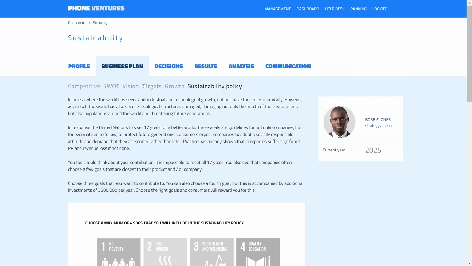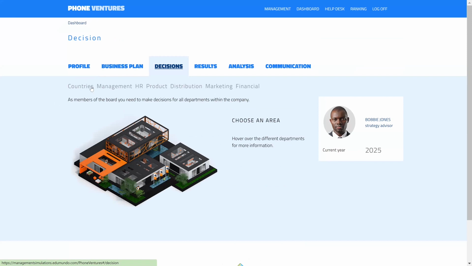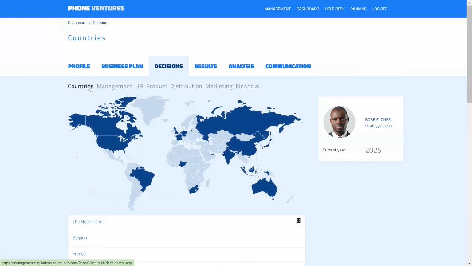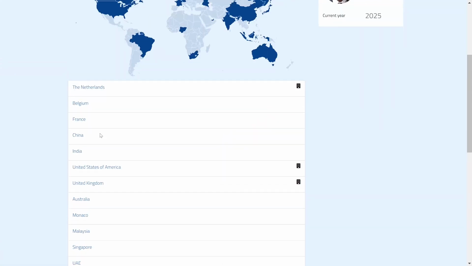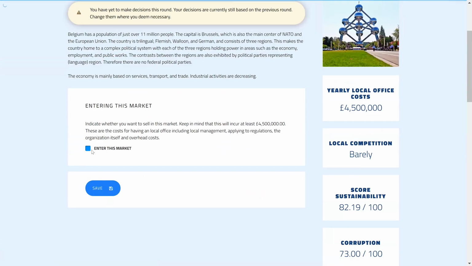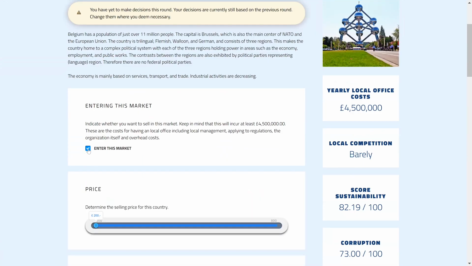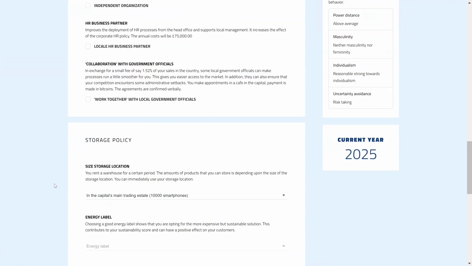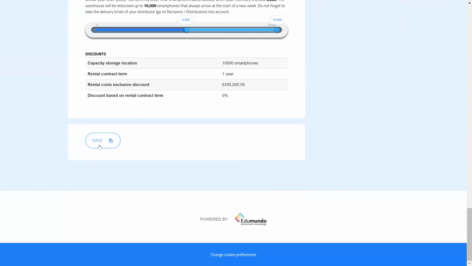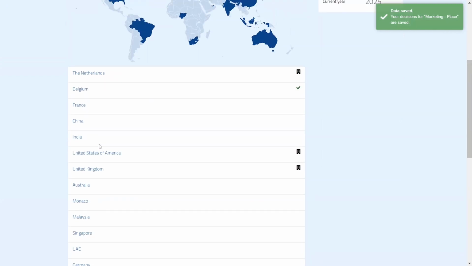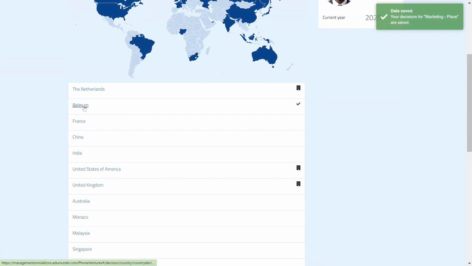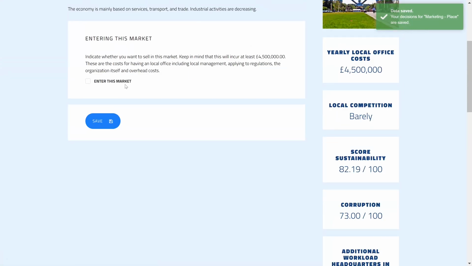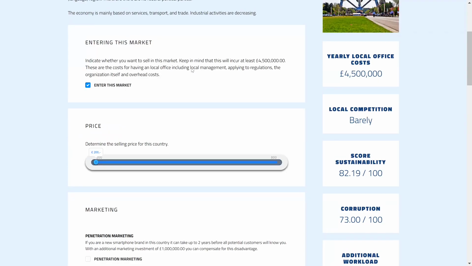Then once you've come up with the strategy, implement that strategy into the decisions. I won't go over all of them, but let's go over a few. Under countries, you decide which countries you would like to enter. For instance, Belgium. If I click on it, I have to select enter this market. At the bottom of each page, there's a save button. You can click it as many times as you like. Nothing happens until the deadline. Only the last saved decisions count for your results.